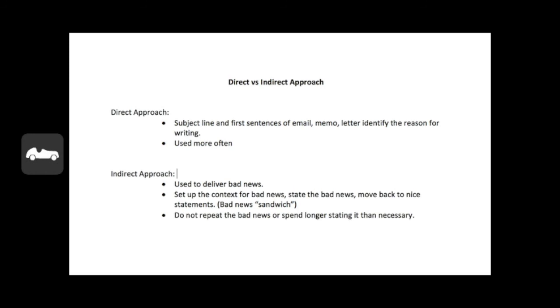So in this unit, there's going to be times where you have to deliver bad news, and you need to decide if your memo or letter or email is an example of you reporting information, and if it's easier for your reader to know the information right away and then just get supporting details after, or are you telling them something they really don't want to hear, and would it be better for you to set up the context first, state the bad news, and then move back to nice statements? So think about that when you're writing and see which of the two organizations work best for you.